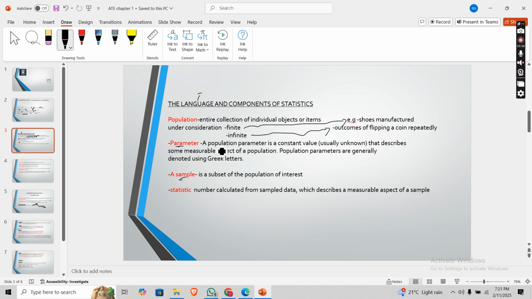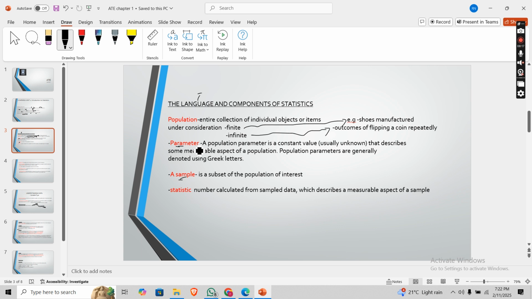So we have a parameter. What's a parameter? A parameter is a constant value, usually unknown, that describes some measurable aspect of a population. For example, if I calculate the mean using data I gathered from the entire population, which is the earlier example of the 50 students in a lecture hall, then we call that a parameter.